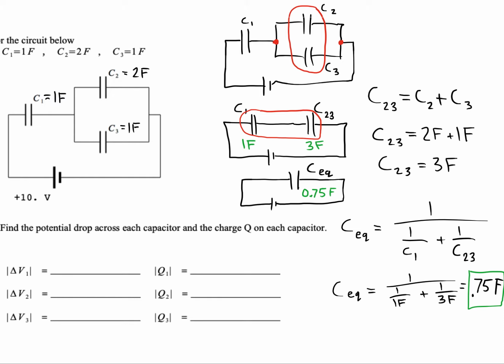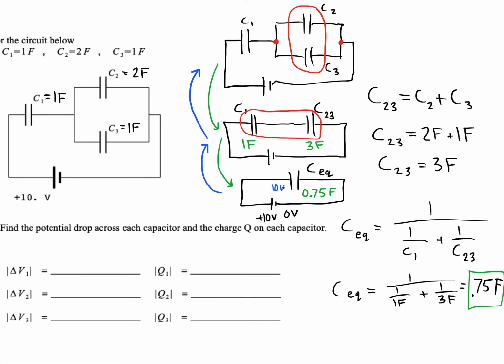Now what we'd like to do is work our way backwards. All right, so when we're finding the equivalent capacitance, we want to simplify our circuit down. But now that we're finding the potential differences across the capacitors and the charges on them, we actually want to work our way back up. So we'll start here from the most simplified circuit. And we see that our battery has a 10 volt potential difference. That tells us that the potential difference across our CEQ is also going to be 10 volts.